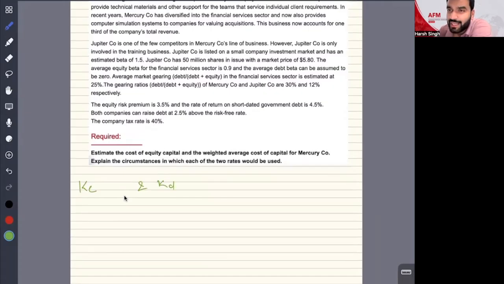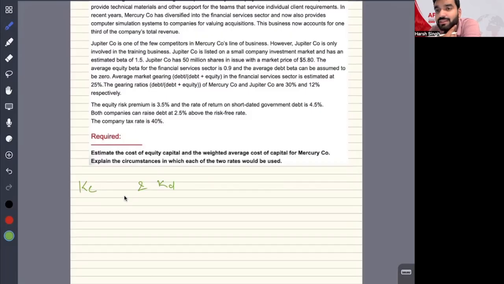To calculate cost of equity, always look at what you have. Do you have anything? So you might say, sir, I do have equity risk premium and risk-free rate, because it says government short dated debt fund is 4.5. Both companies can raise debt at 2.5%. So KD is directly given as 2.5. Now, what else do we have? The company's tax rate is given.